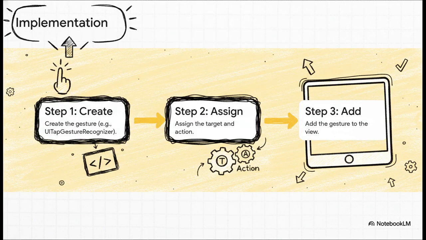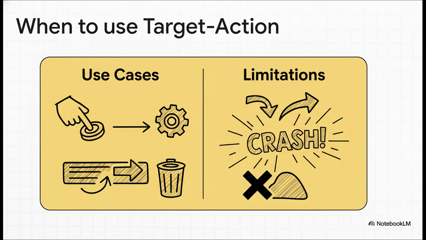And setting it up is just as easy. It's a simple three-step dance. You make the gesture, you tell it where to go with the target and action, and then you just slap it onto your view. Bam! Done. Super clean, super efficient. So yeah, this is your absolute go-to for simple stuff. Tapping a button, swiping to delete something. If it's a one-to-one deal, target action is your best friend.